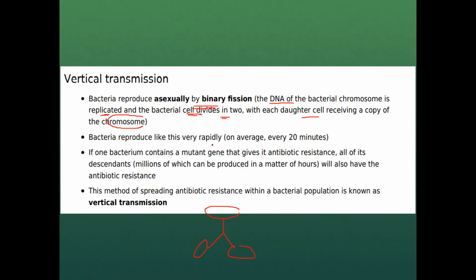Bacteria reproduce like this very rapidly, on average every 20 minutes. So one cell's DNA replicates, one cell becomes 2 cells, and replication keeps happening every 20 minutes. If one bacterium contains a mutant gene that gives it antibiotic resistance, all of its descendants will have it. If a bacterium already had this mutant gene, it will also go into its daughter cells.